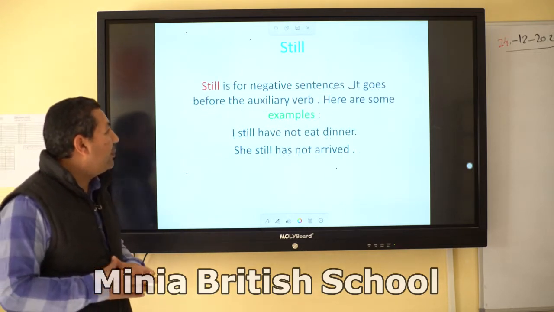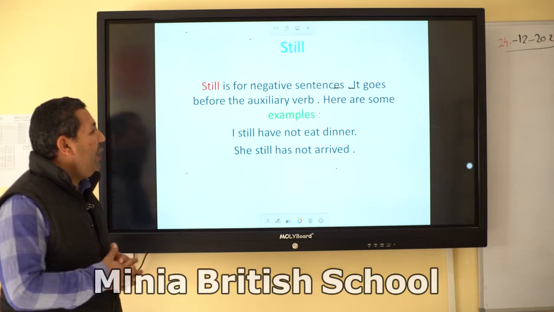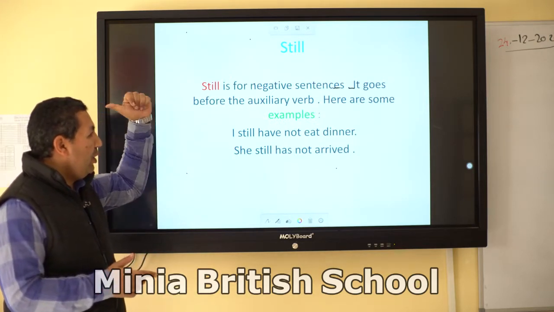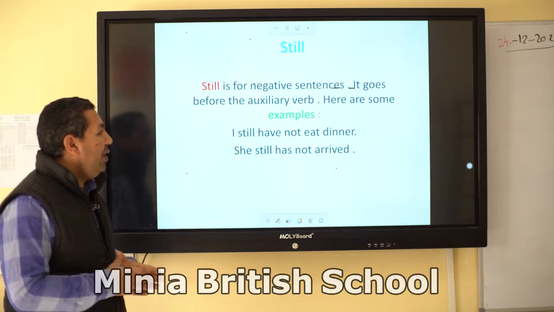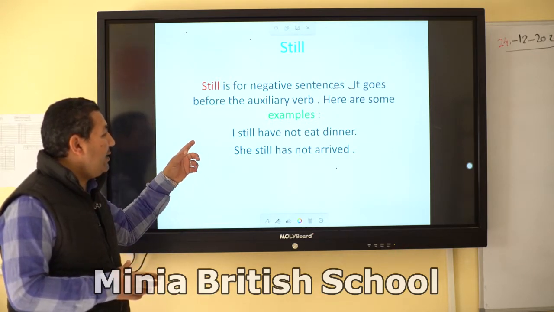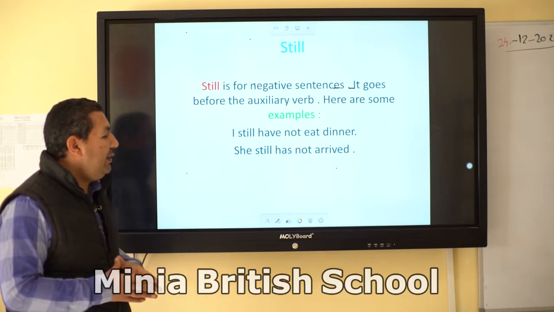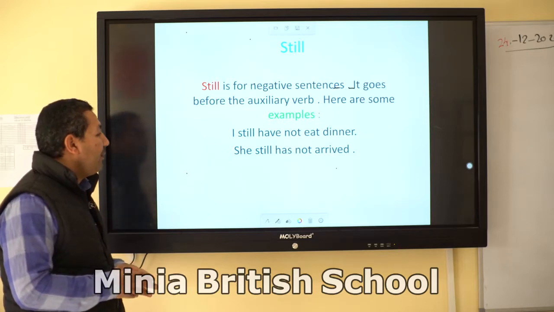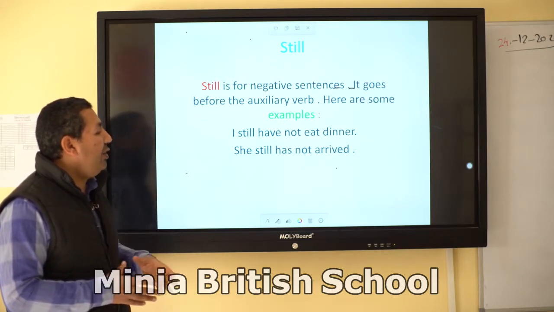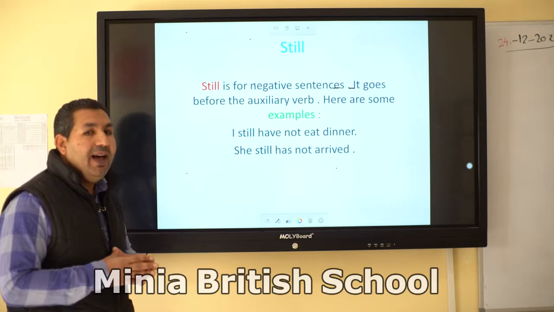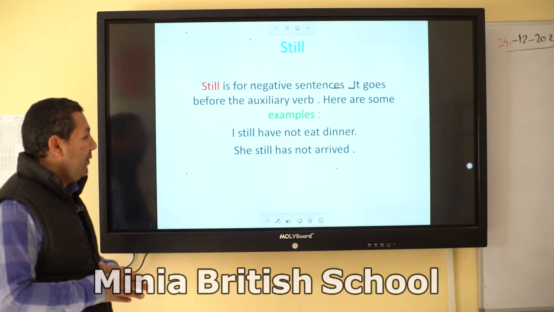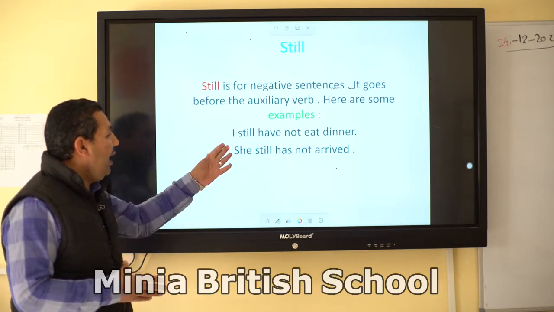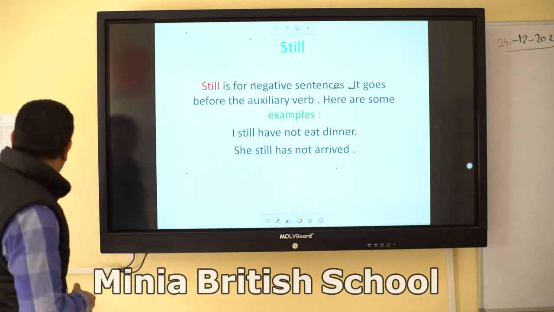Still is used with negative sentences. It goes before the auxiliary verb. Here are some examples. I still have not eaten dinner, or I still haven't eaten dinner. She still has not arrived, or she still hasn't arrived. So still comes before the auxiliary have or has.